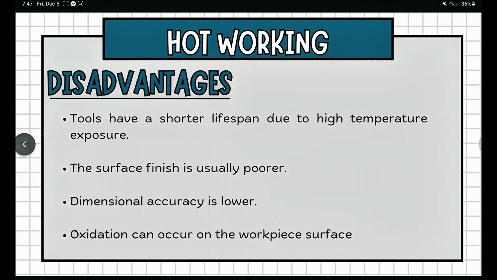The third one is dimensional accuracy is lower. Hot metal expands and then shrinks as it cools. Because of this, it's harder to control the exact final size.